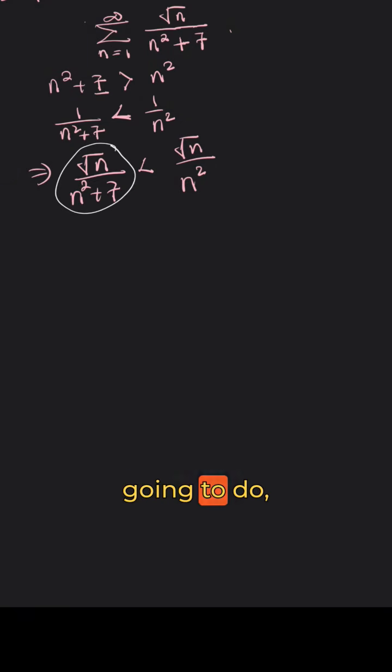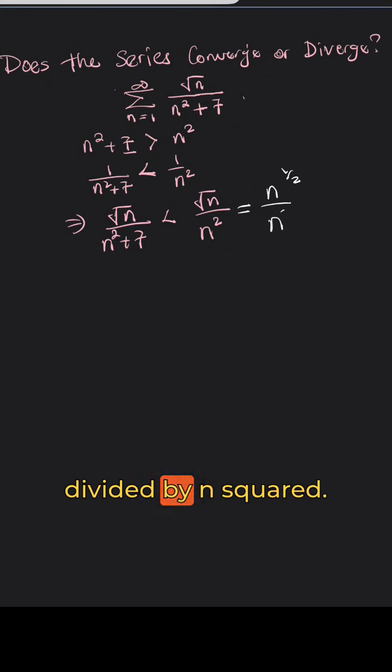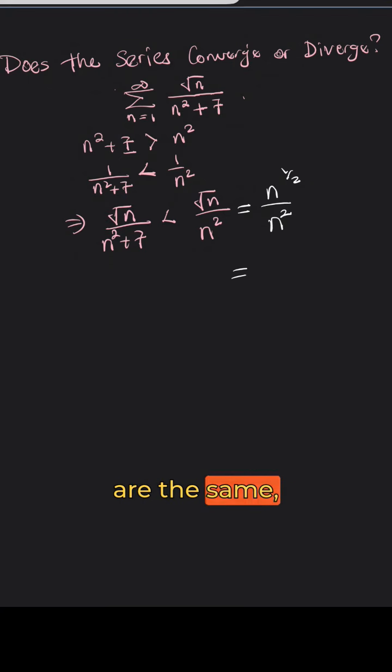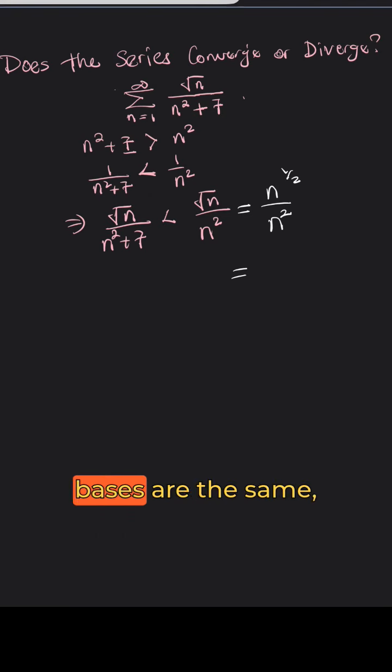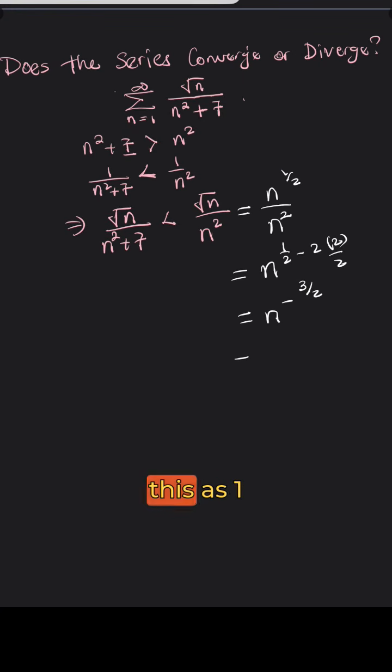Okay, now what we're going to do, we're going to rewrite this. The square root of n is n to the power of a half, divided by n squared. And because the bases are the same, we can combine the powers. So this is just n to the power of 1 over 2 minus 2, and this 2 is just 4 over 2, which is negative, right? So n to the negative 3 over 2. And we can write this as 1 over n to the power 3 over 2.